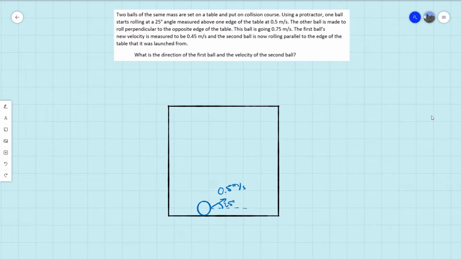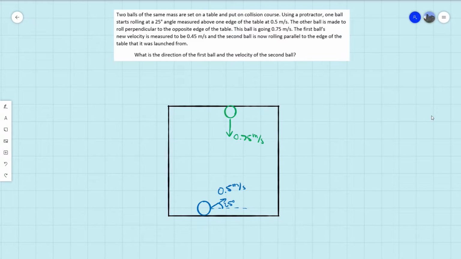Alright. The other ball is made to roll perpendicular to the opposite edge of the table. Now that's a bit wordy, but basically, the other ball is going straight down, perpendicular to the opposite edge, at 0.75 meters per second.